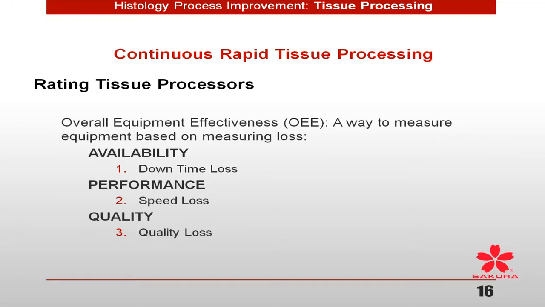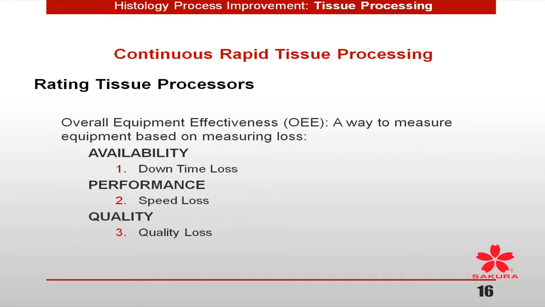I also ask everybody to rate. You need to find a way to rate your tissue processors, and there are tools out there that the clinical lab and other portions of healthcare use, called overall equipment effectiveness. It's a way to measure equipment based on measuring loss. The things you're looking at are availability, your downtime loss; performance, speed loss; and quality, your quality loss.